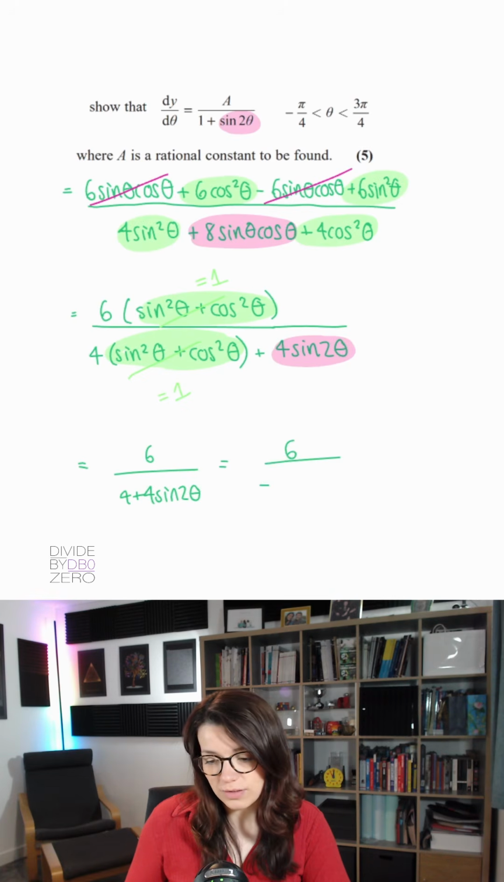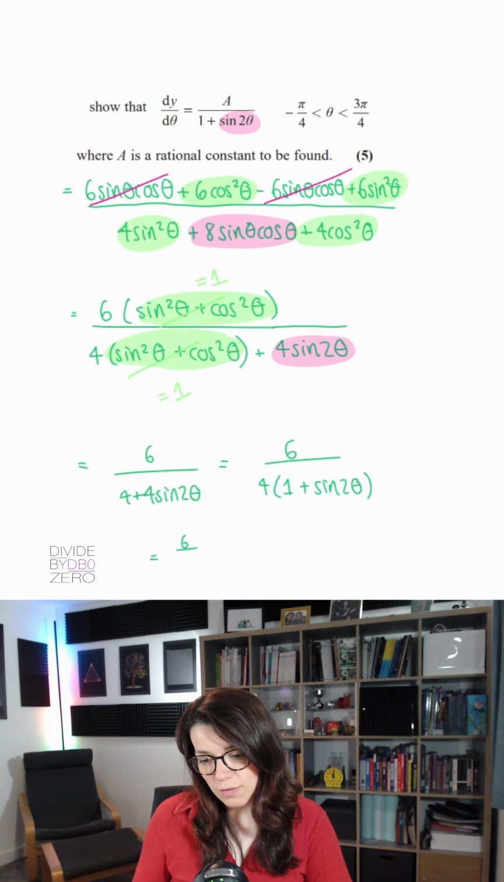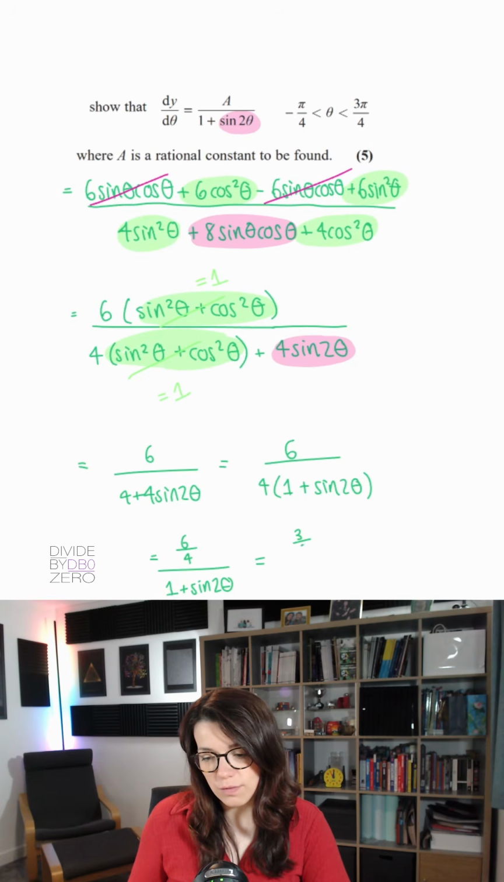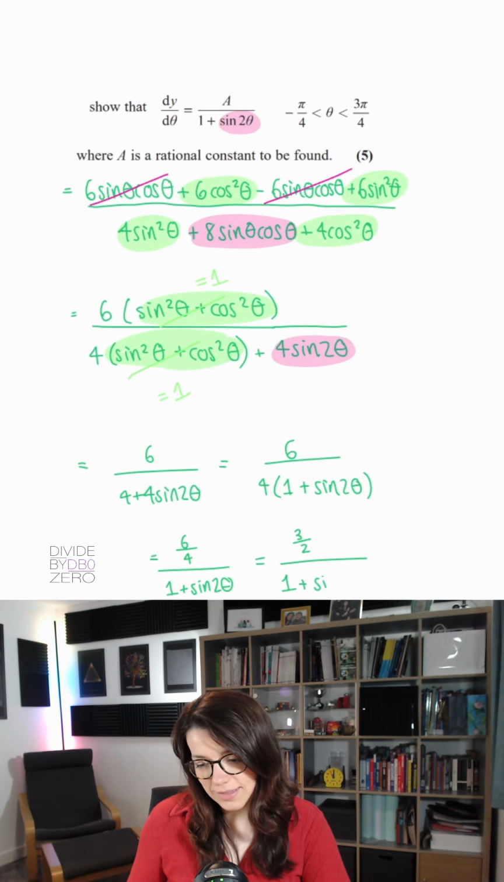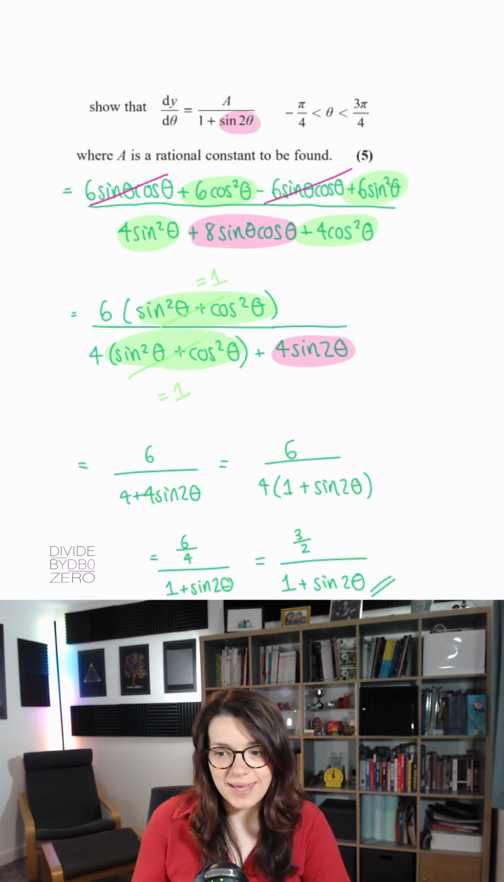So let's leave the 6 on the top and factor out a 4 to get this. Then we can make it 6 over 4 on the top and just 1 plus sine 2 theta on the denominator like they want. And then we can just cancel down the 6 over 4 into 3 over 2. And that is the correct form that they want. So in other words, A is 3 over 2.